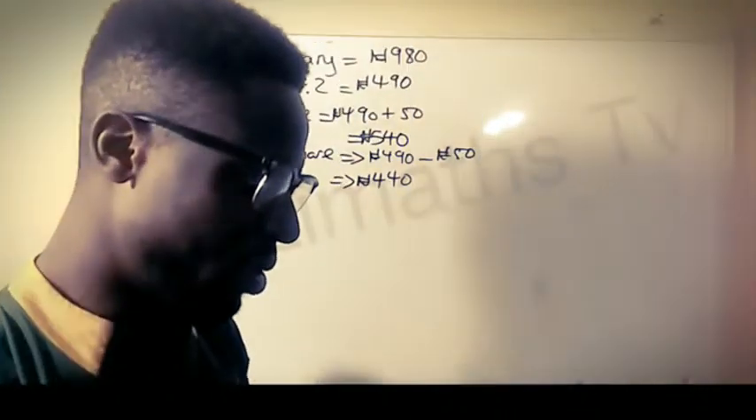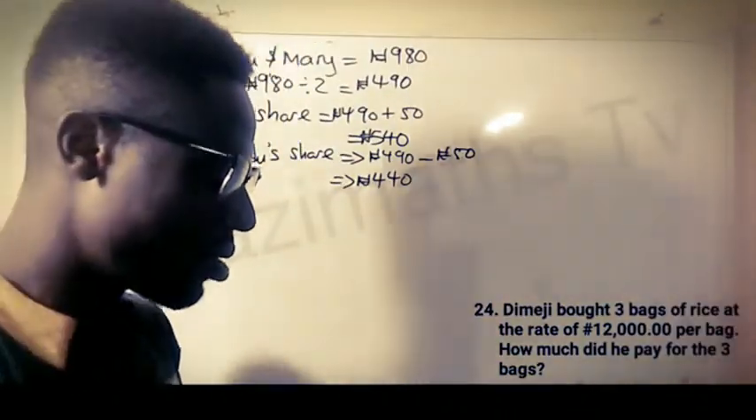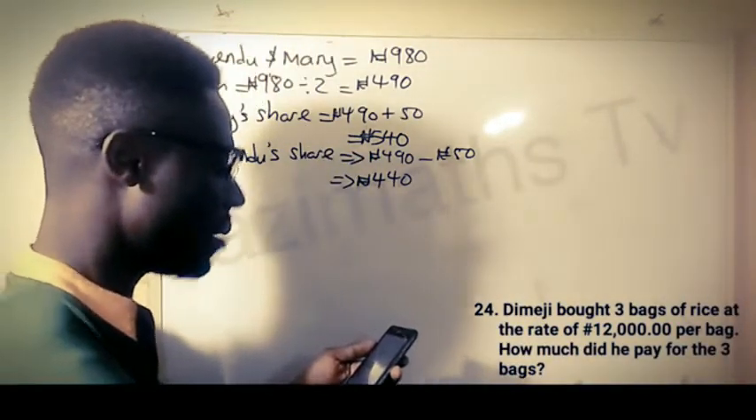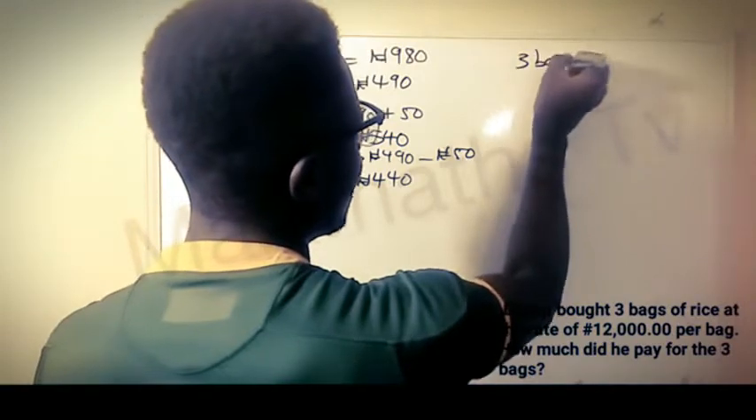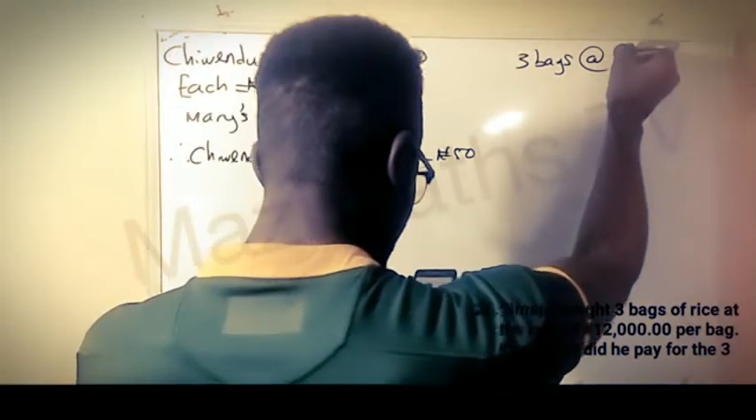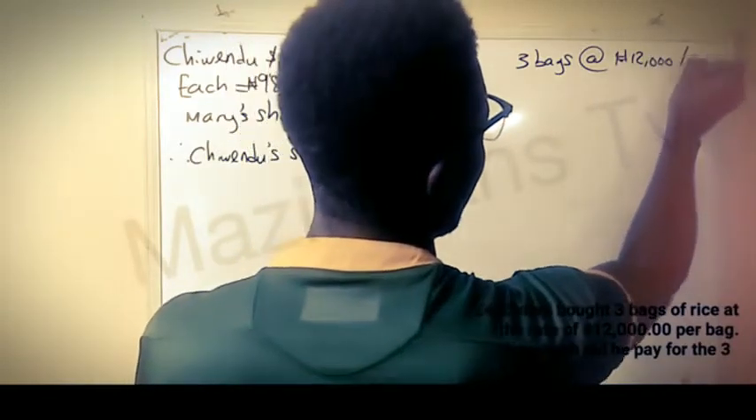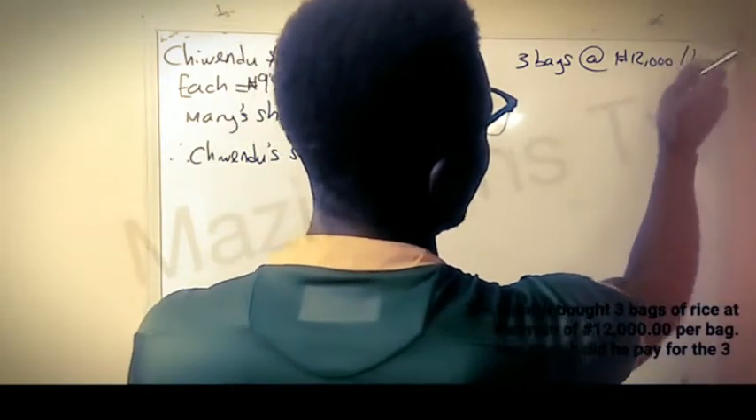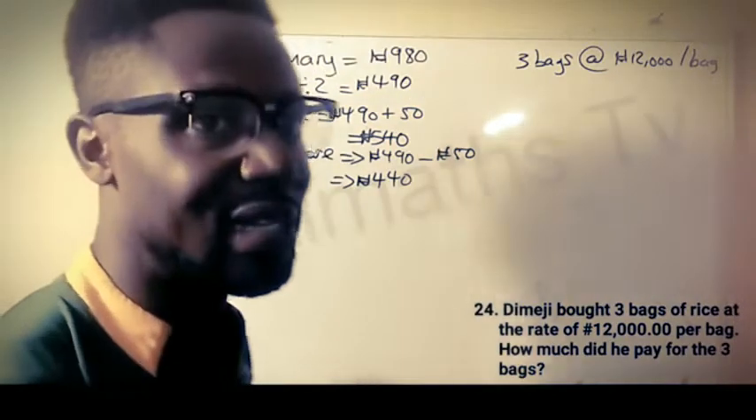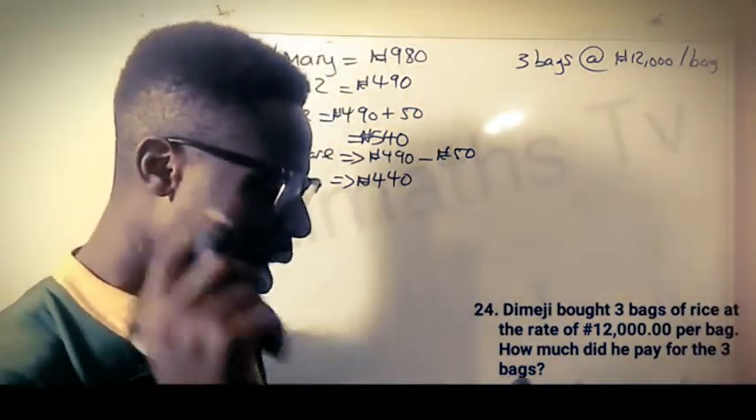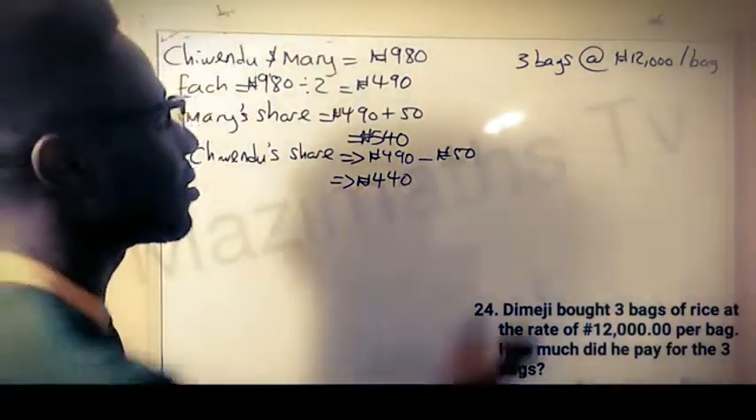So question number 24. Dimeji bought 3 bags of rice at the rate of 12,000 naira per bag. That is, 1 bag costs 12,000 naira, and Dimeji bought 3 bags. So how much did he pay for the 3 bags?